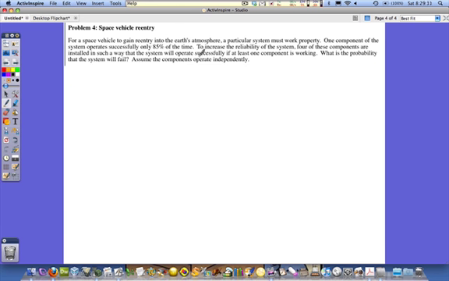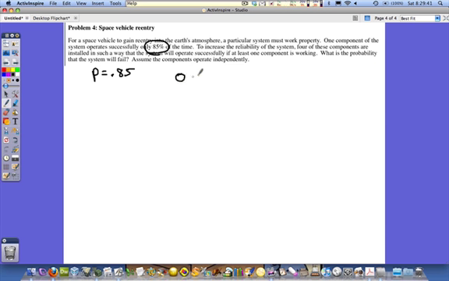So space vehicles have to gain re-entry in the Earth's atmosphere. A particular system must work properly. One component of the system operates successfully only 85% of the time. Okay, so probability of success is equal to 85%. To increase the reliability of the system, 4 of these components are installed in such a way that the system will operate successfully if at least one component is working. So what's the probability the system will fail?